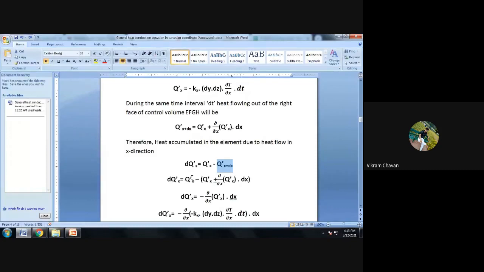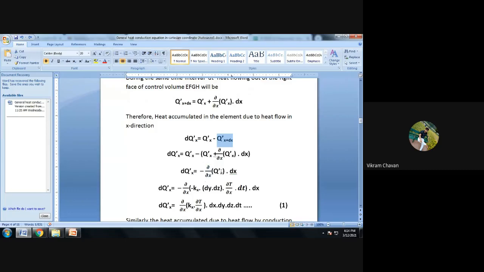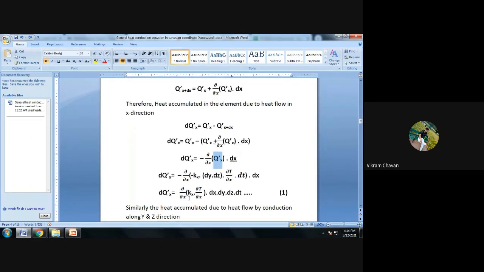So further we have put up the equation for q dash suffix x plus dx. We have done the subtraction. Q dash x minus q dash x will be cancelled, and we will get the negative ∂/∂x of q dash suffix x multiplied by dx. Further, we have introduced the equation for q dash suffix x, and we'll get this equation. In that equation, the minus sign will be cancelled and it will be plus once again. So dq dash x will be equal to ∂/∂x of (k suffix x multiplied by ∂T/∂x) multiplied by dx dy dz multiplied by dt.